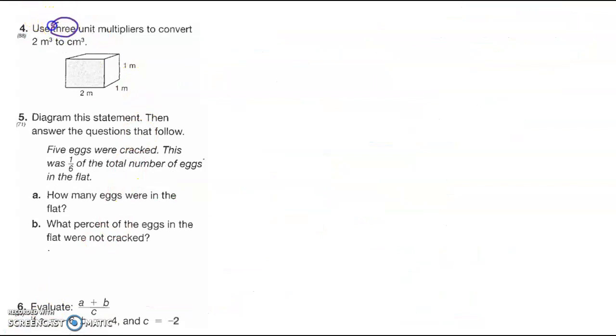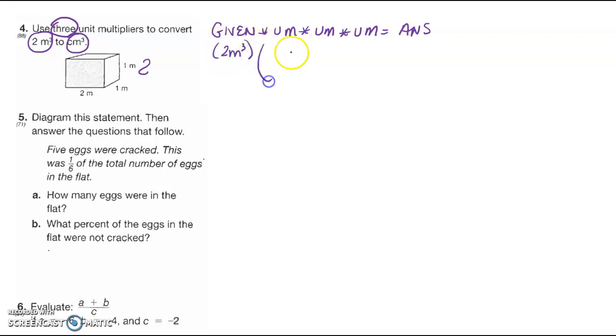Use 3 unit multipliers. So I'm going to stop right there and write my unit multiplier formula with 3 unit multipliers to convert 2 meters cubed to centimeters cubed. We really don't need this picture. I'm going to put 2 meters cubed here. There's 1 unit multiplier, there's 2 unit multipliers, there's 3, and my answer is in centimeters cubed.